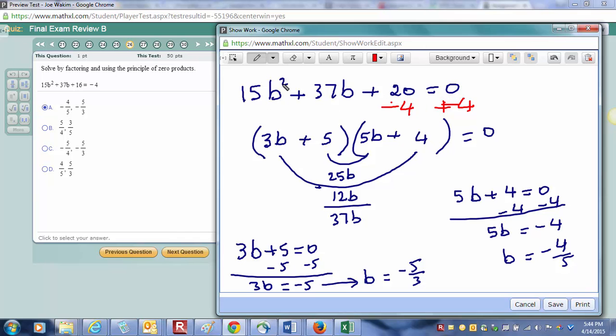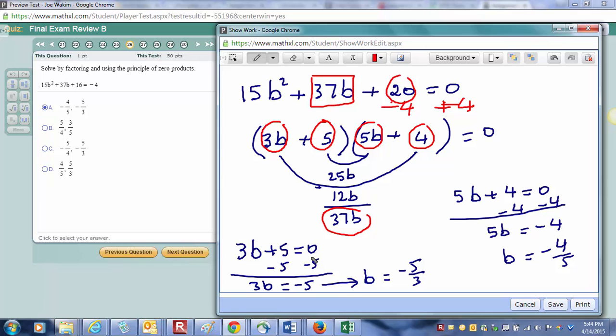Notice that 15b squared comes from 3b times 5b. The 20 here will come from 5 times 4. Notice the middle term, which is 3b times 4 is 12b, 5 times 5b is 25b, and if you add those two, you get the 37b. So usually the middle term comes from the sum of the outer plus the inner. And then you can solve each one.